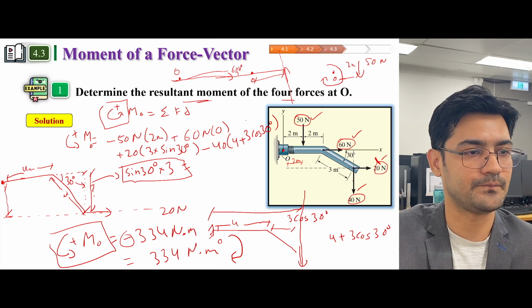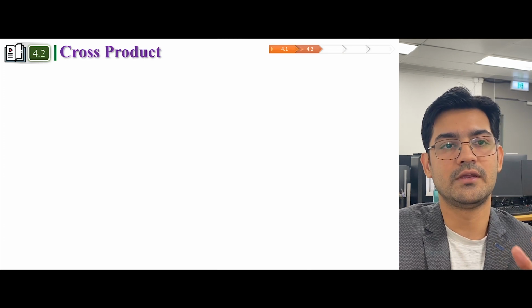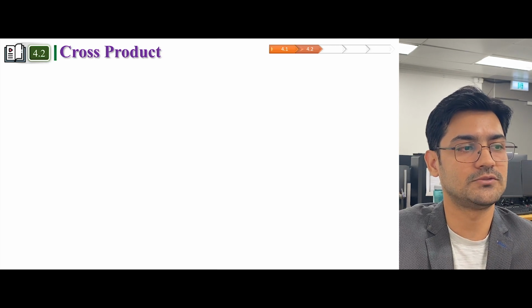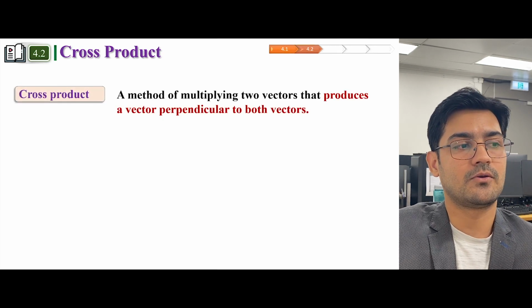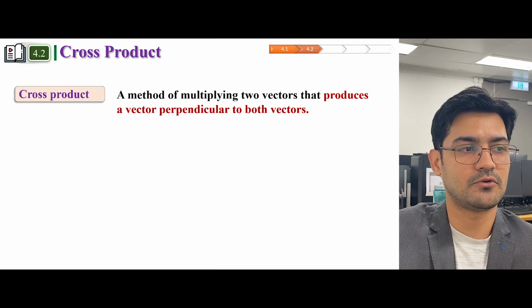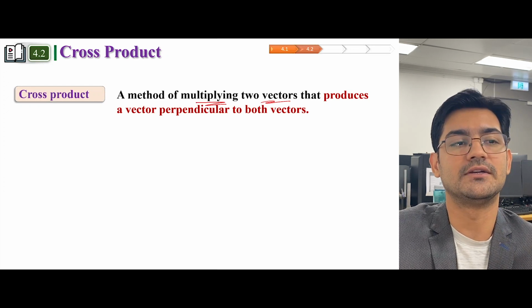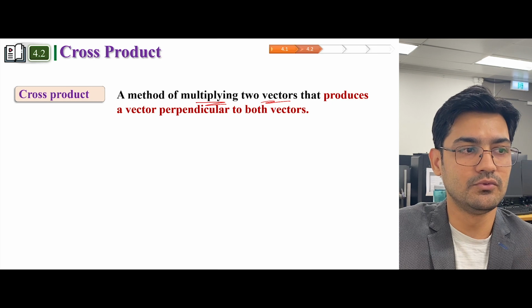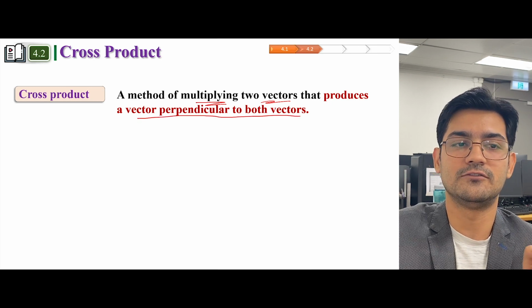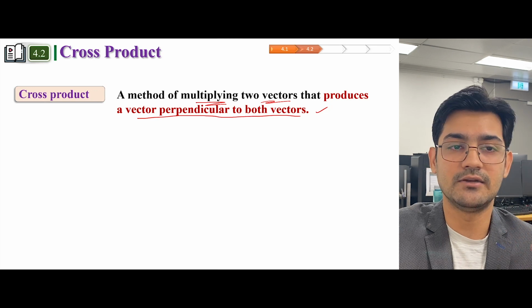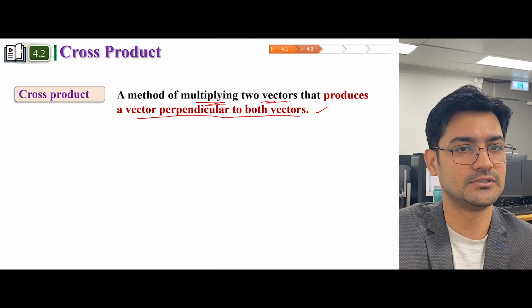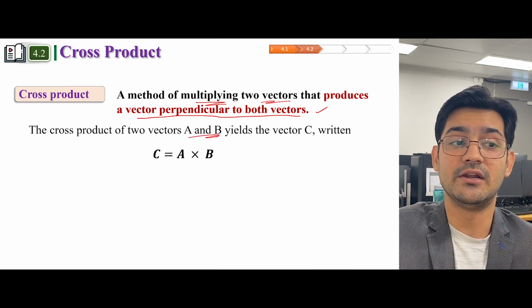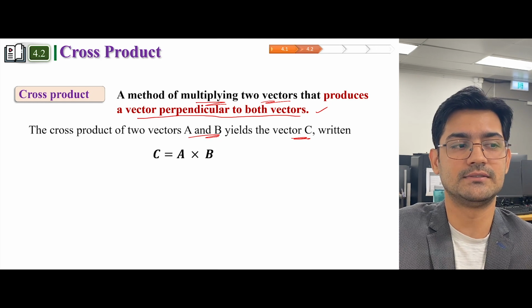Okay, so before going into the moment vector notation system, let's discuss the cross product. Now what is a cross product? A cross product, just like the dot product, is a method of multiplying two vectors. But if you do a cross product between two vectors, that will produce a vector perpendicular to both vectors. We'll understand why we need the cross product when we go to the next section. Mathematically, the cross product of two vectors will yield a third vector which is perpendicular to both vectors.